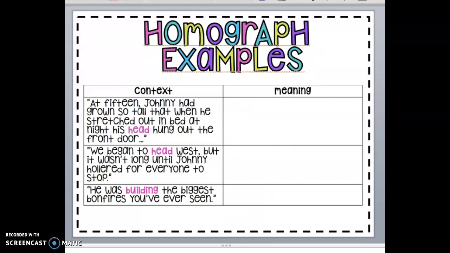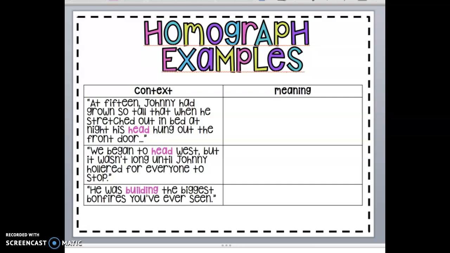You'll see to the left of your chart, that's the context, and the homograph is in pink. Over to the right is where we are going to put the meaning of the homograph. Again, that's the word in pink. Everything else that's in black is going to be the context. And remember, I said you have to pay attention to the context of the sentence to figure out the homograph. Whew, that's a lot. Let's try it out.